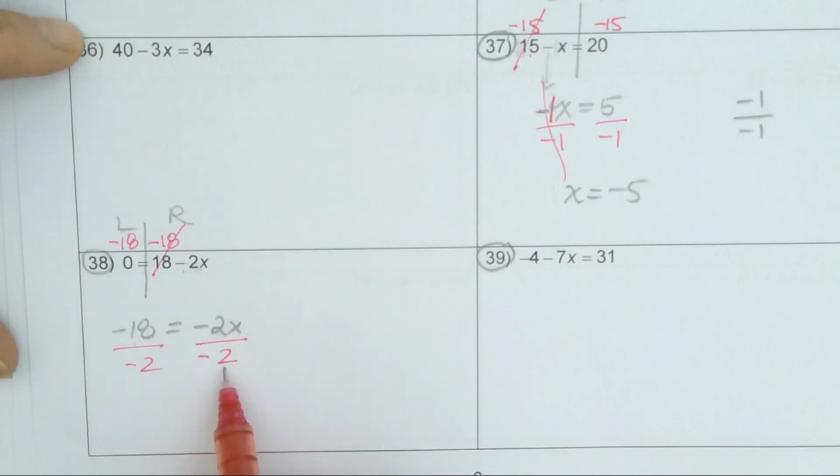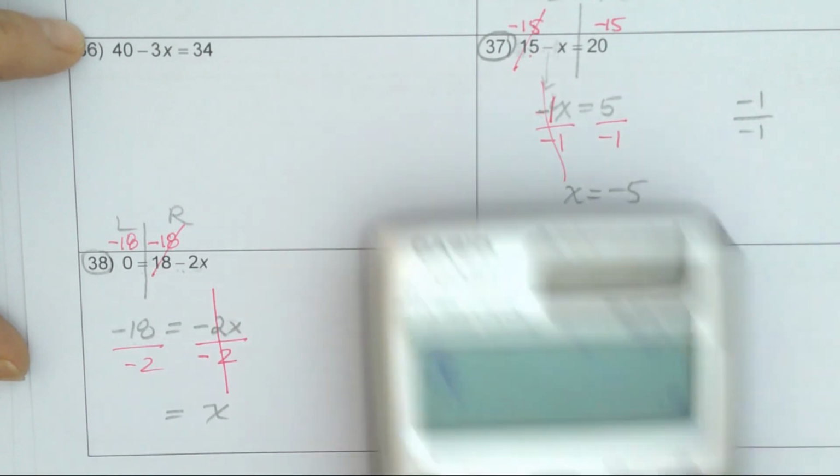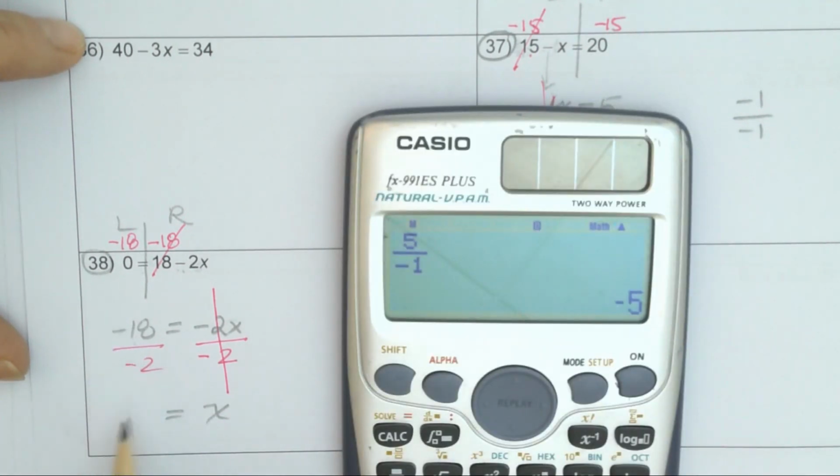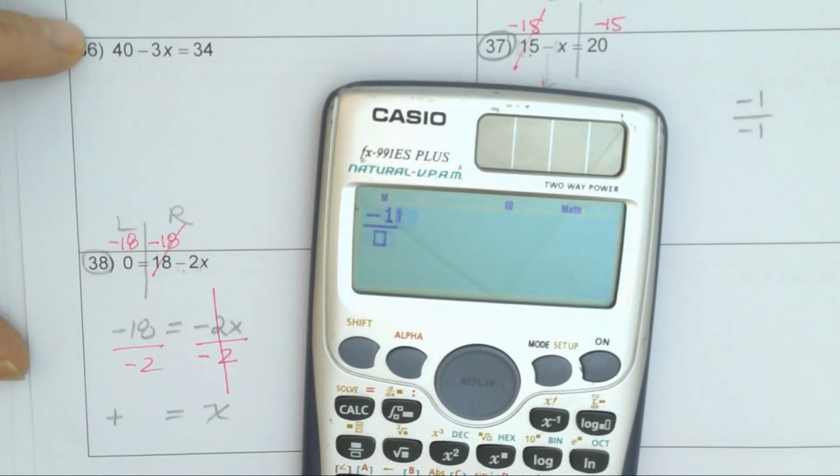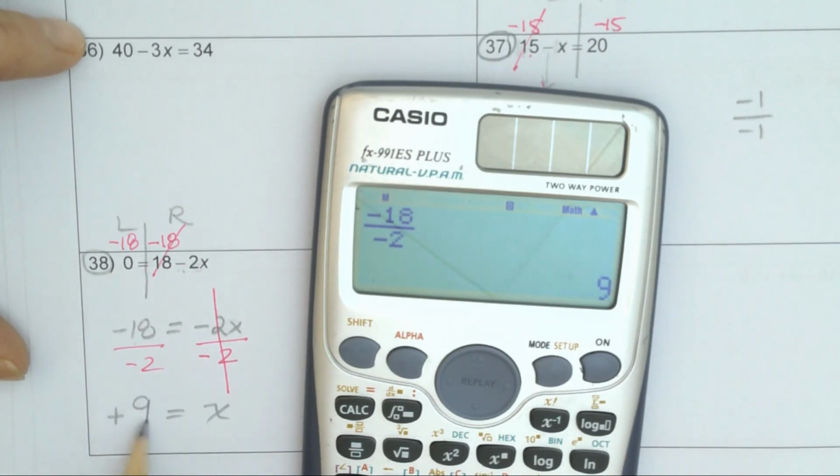So 2 divided by 2 is same over same as 1. So I have x on this side. I don't have to write the 1. I can just put x. And this, well, because they're the same, I know it's going to be positive. So negative 18 over negative 8, negative 2, 9. Okay.